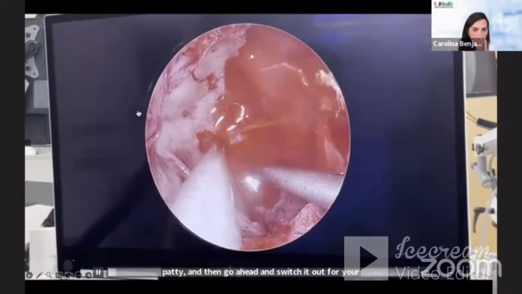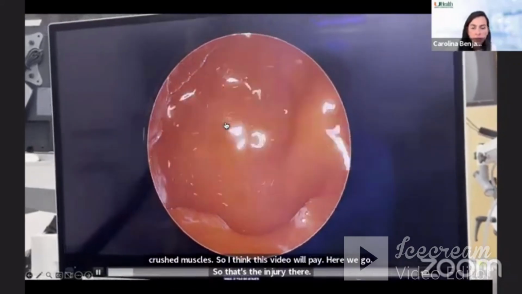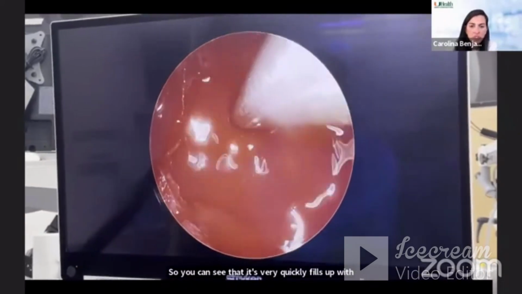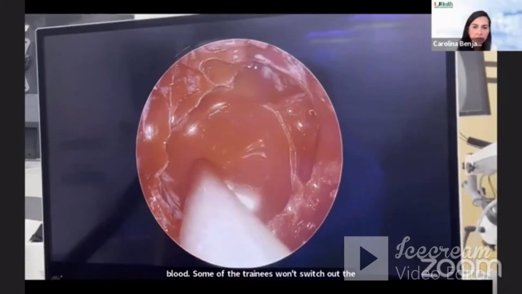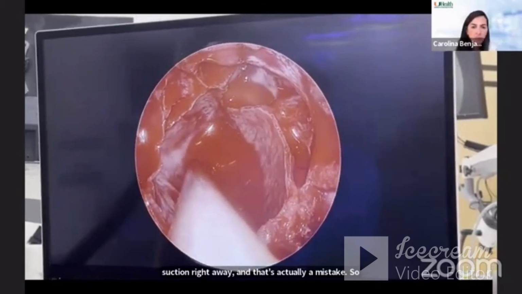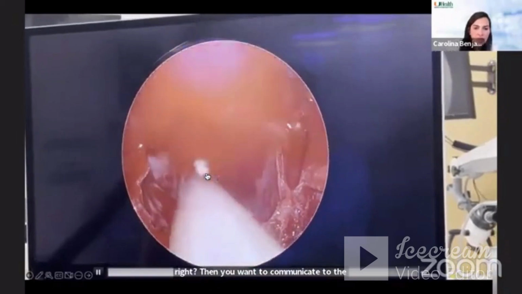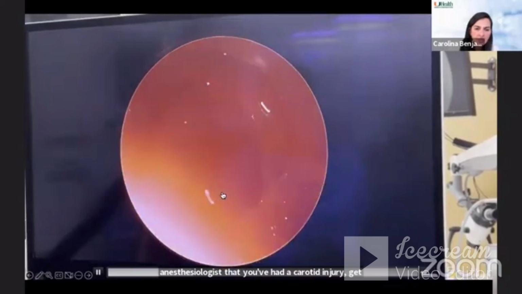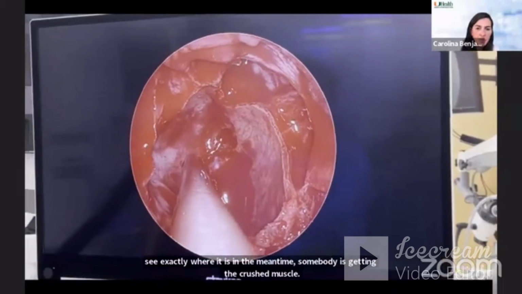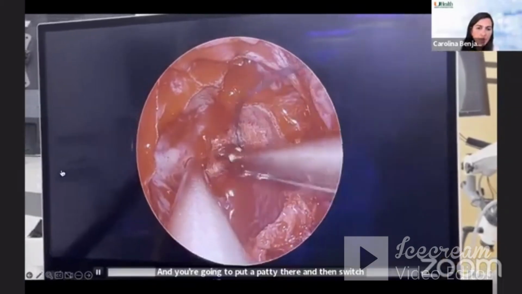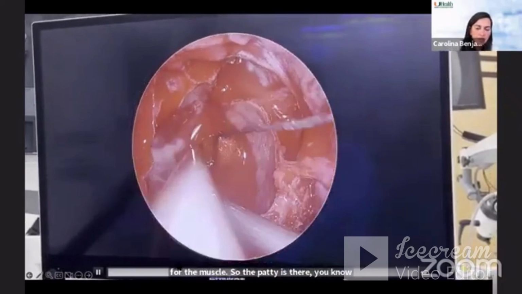Here we go. That's the injury there. You can see that it very quickly fills up with blood. Some of the trainees won't switch out the suction right away, and that's actually a mistake. You do want to switch to a large bore suction. Then you want to communicate to the anesthesiologist that you've had a carotid injury, get blood available in the room, and give heparin. You want to hover over the injury to see exactly where it is. In the meantime, somebody is getting the crushed muscle, and you put a patty there, then switch out the patty for the muscle.